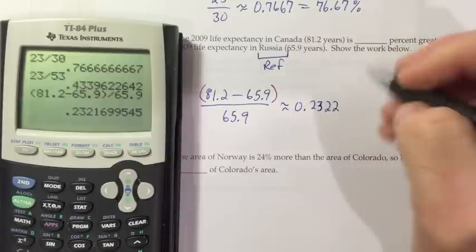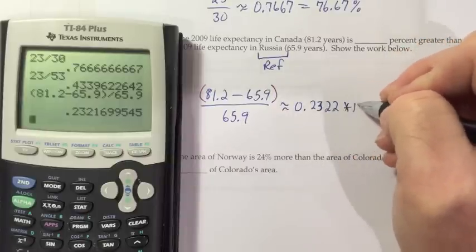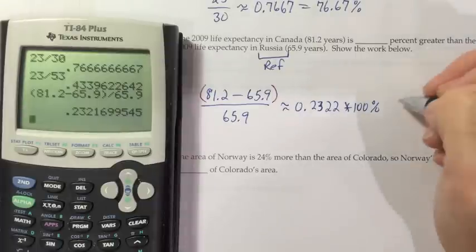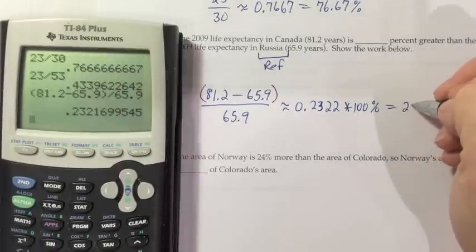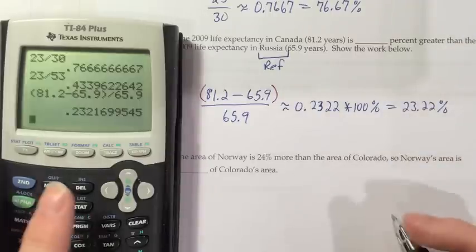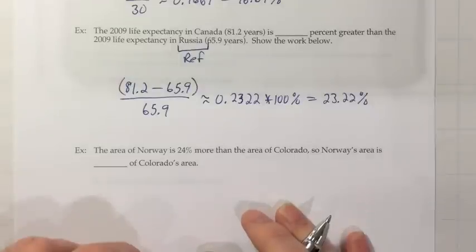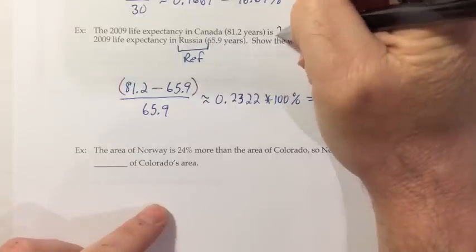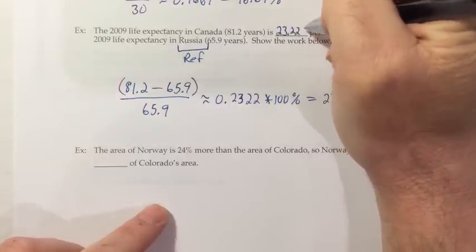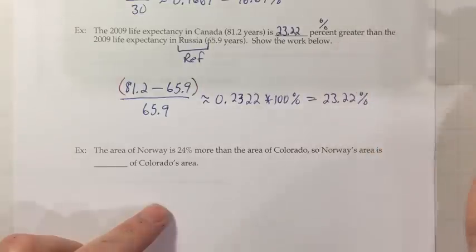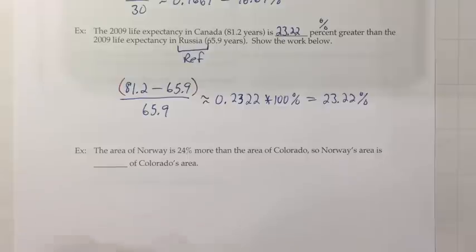And they want the percent greater, so we do times 100%, which really means we're multiplying by 1, not changing the value, just the way it looks. The 100 moves the decimal over 2 spots, and then we put the percentage symbol on. So apparently, the life expectancy in Canada, which is 81.2 years, is 23.32%. And I won't write the percent symbol because I already had the word there, right? So that would be duplicate. Greater than the life expectancy in Russia.